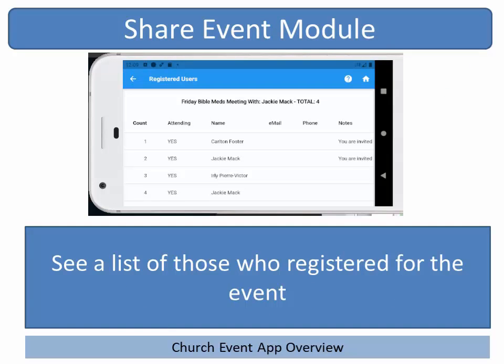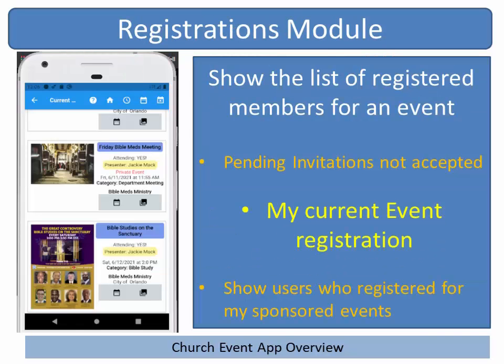So this is where you encourage, once you create an event and you share it, make sure you let them know to register for the event, because when they're registered they will automatically get a notification when the event is ready to start, and remind them every week. And if it's a recurring meeting, it will remind them every time a new meeting is created. And so with the registration here, it shows a list of registered members for an event.